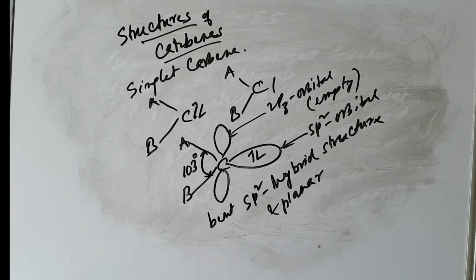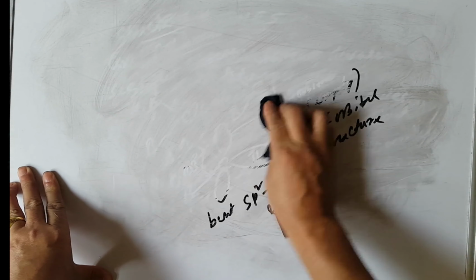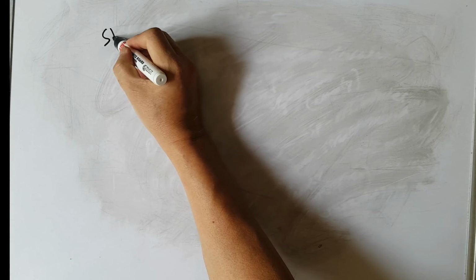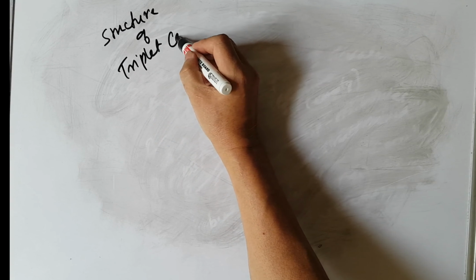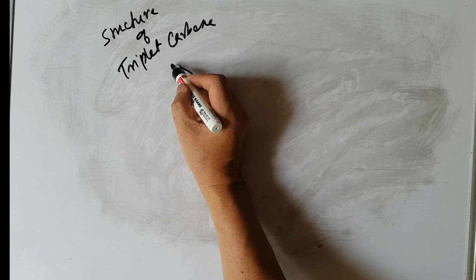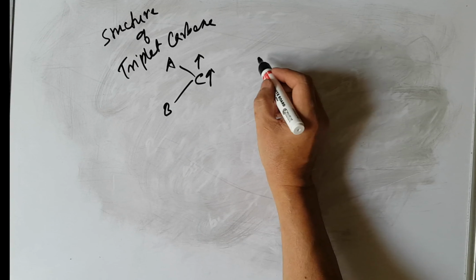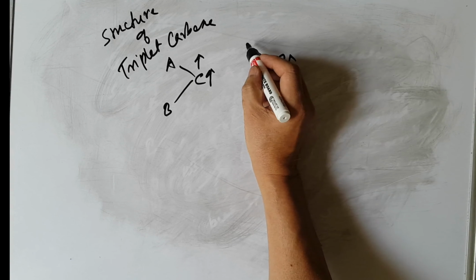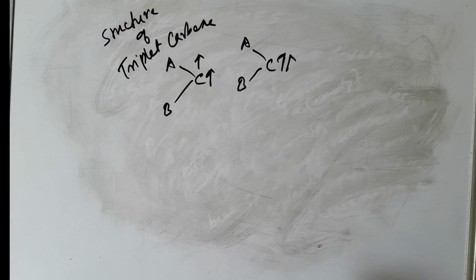Now let's see the structure of triplet carbene. In triplet carbenes, the two spins are parallel. Similarly here also, we have C with A, B, and the spins are like this. You can write it this way also, no problem. These two spins are parallel, so they are paramagnetic.